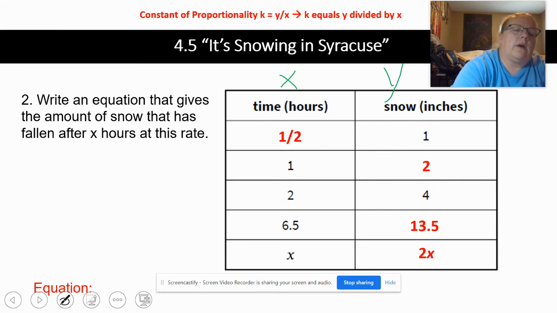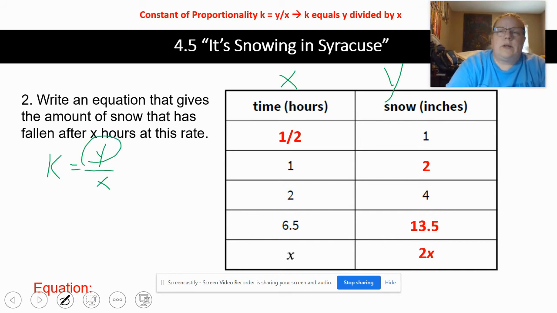And so remember that our constant of proportionality is K equals Y over X. And it wants to know the amount of snow. So it really wants us to solve for Y every time. And so all I gotta do is really just flip these things over. And so if I flip them over, and instead of dividing by the X value, I can actually multiply by the X value. And so we're gonna move that Y to the left side. And you're going to notice that Y equals K times X.